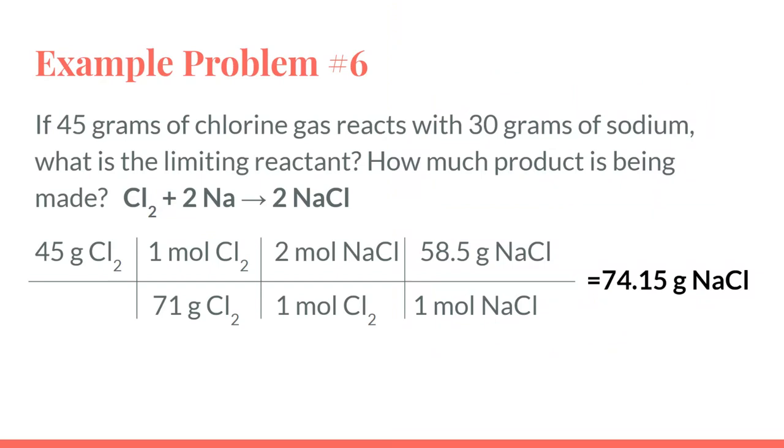So through reaction stoich, starting with the 45 grams of chlorine gas, you should have found that you would get out 74.15 grams of sodium chloride. If you did not get this answer, please retry it in your calculator, check your work, and if you still are not getting the correct answer, please check with someone around you. This is the end of video 3.